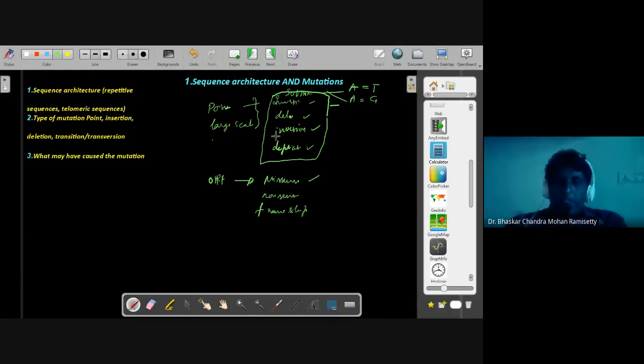If a purine is replaced with a purine, that is transition. If a pyrimidine is replaced with a pyrimidine, that is transition. If a purine is replaced with a pyrimidine or vice versa, that is transversion. So in this case, this is the purine and here is the pyrimidine, so it is transversion. Adenine and here guanine, both purines, that is transition. Right? Purine replaced with purine.